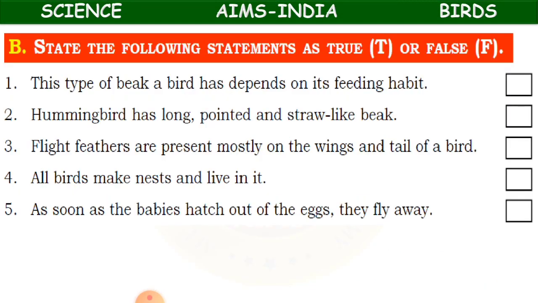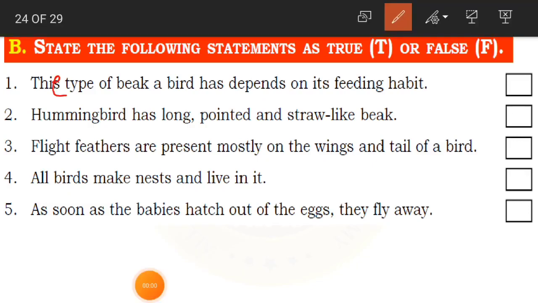Clear children? Now we'll go to the B exercises. That is, state the following statements as true or false. Now the type of beak a bird has depends on its feeding habit. Is it true or false children? We have learnt that birds have got different types of beaks, no? And that beak is designed according to its eating habit. So that is why this statement is true.